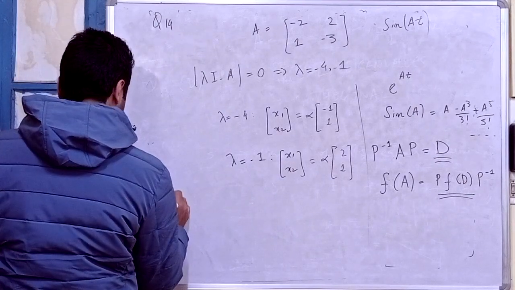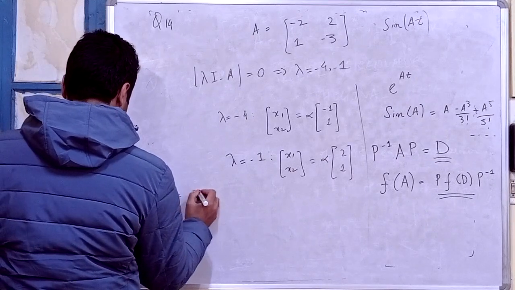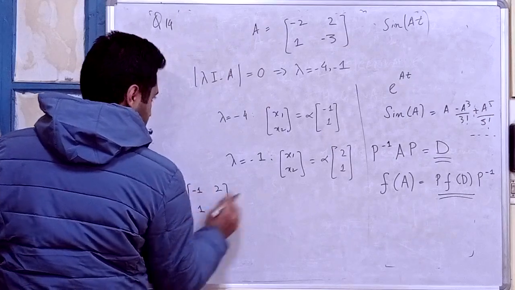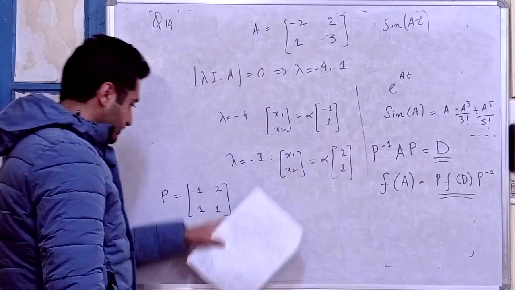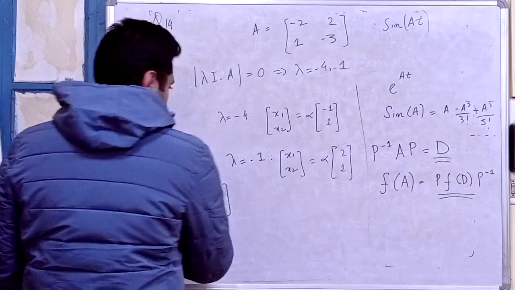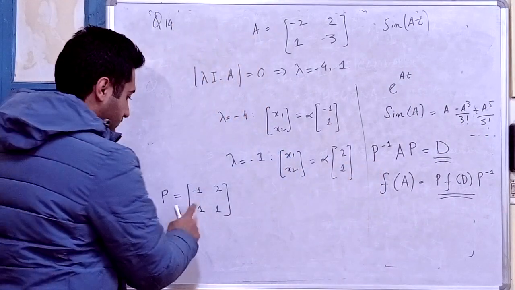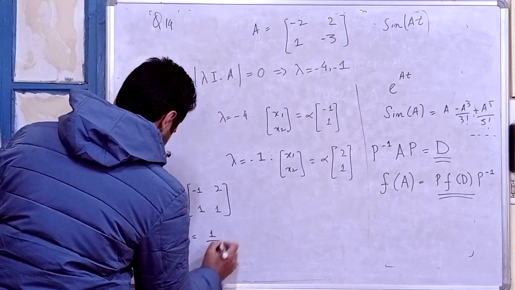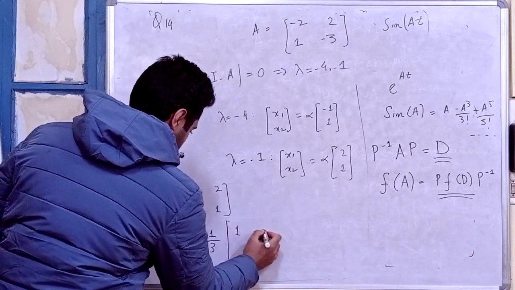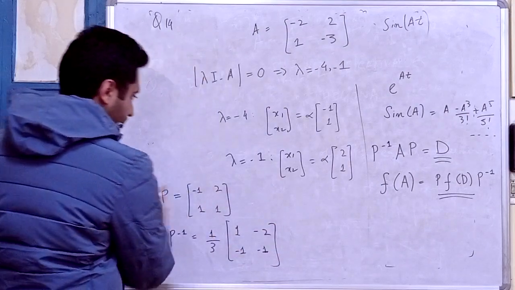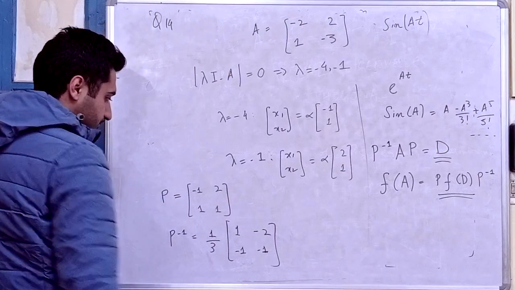So this P is minus 1, 1, 2 and 1. I'm just taking the basis vectors. Alpha, you can take any alpha. Whatever you substitute, that will also give the same result. Okay? And you also need P inverse. If you take P inverse, that comes out like this: 1 by 3, 1, minus 2, minus 1 and 1. This is your P coming from eigenvectors and this is the inverse.